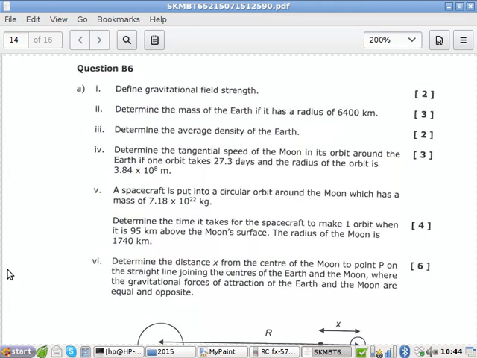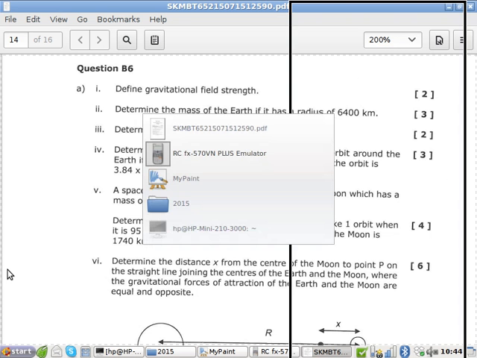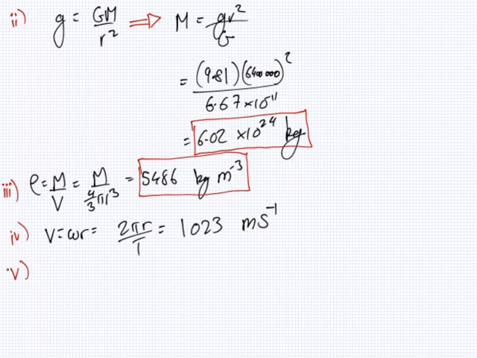A spacecraft is put in orbit around the moon, and the moon has this mass. What is the time taken for the spacecraft to complete one orbit when it's 95 kilometers above the moon's surface and the radius of the moon is this? Okay, so we're looking for time here. I think we can use Kepler. So this one, there's a ship going around the moon. So we have T squared equals 4 pi squared r cubed over GM. And so T is the square root of this.